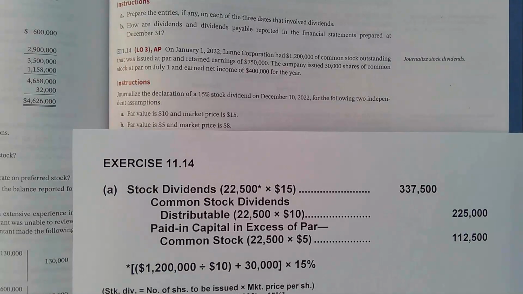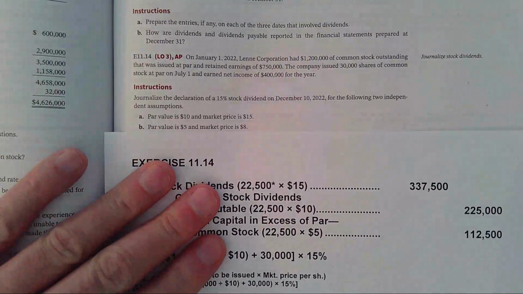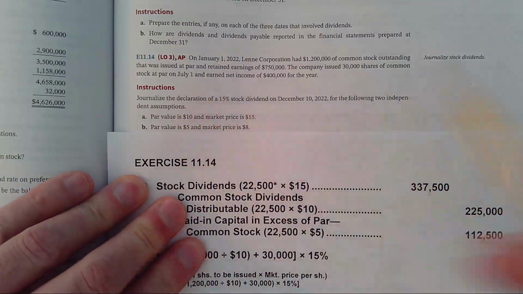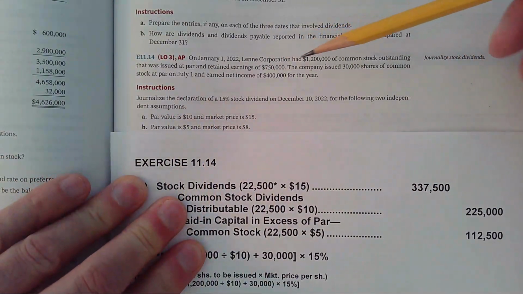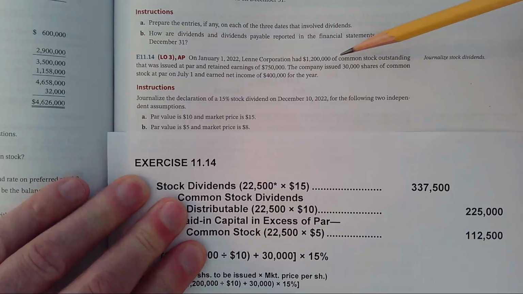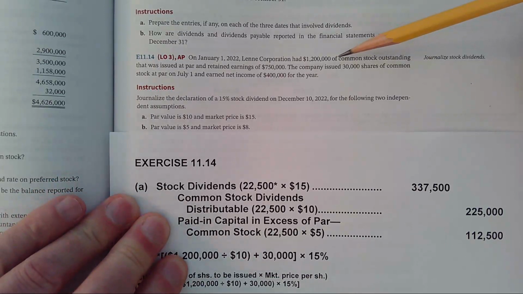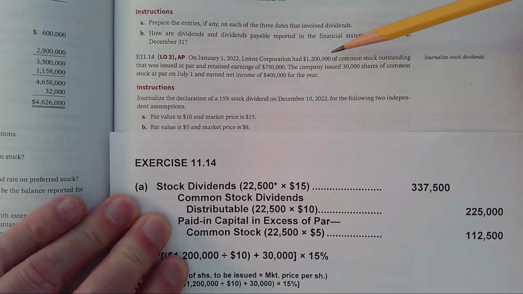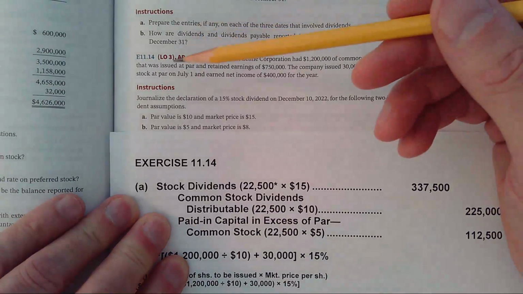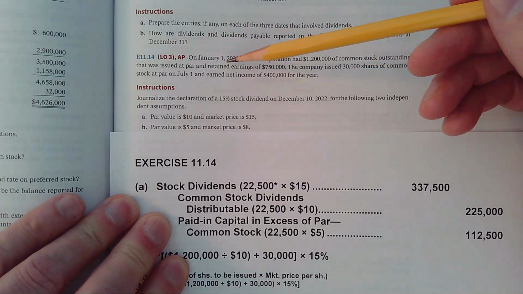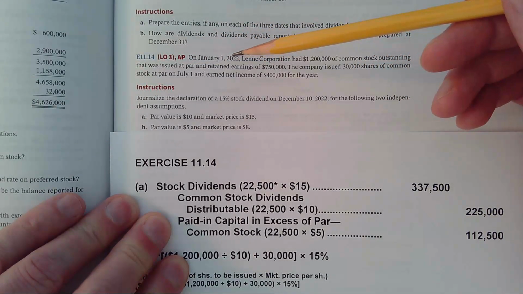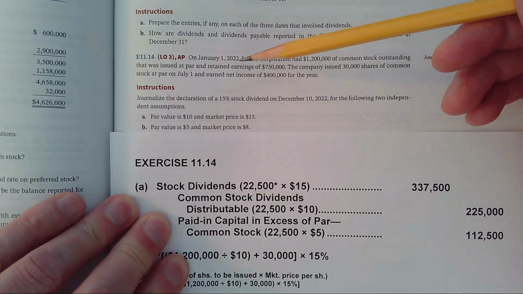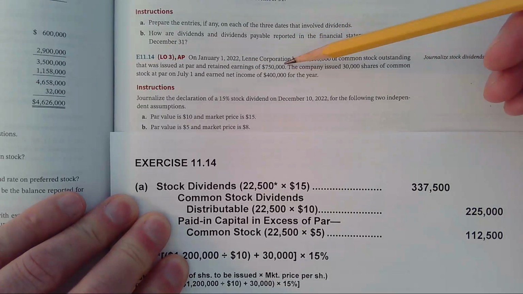So in exercise 14, it says on January 1st, 2022, this company had $1,200,000 worth of common stock outstanding. That was issued at par. So par means it sold it at the par value. There was no excess, and retained earnings of $750,000.